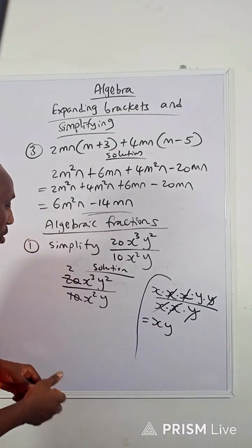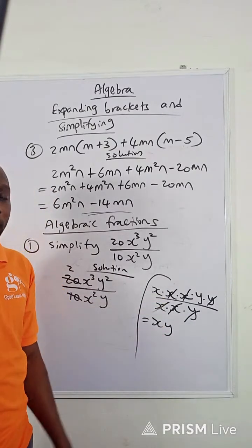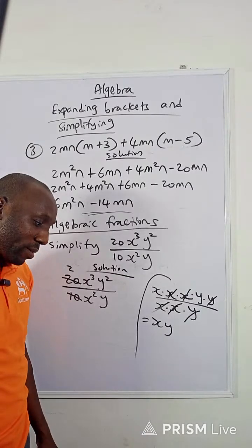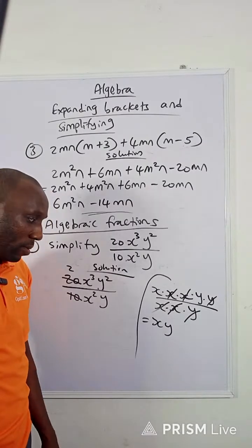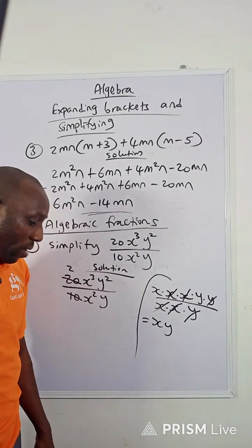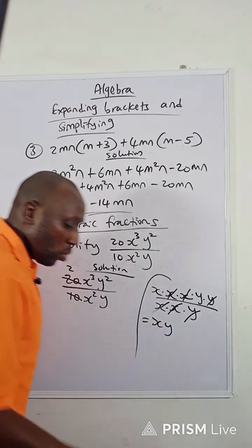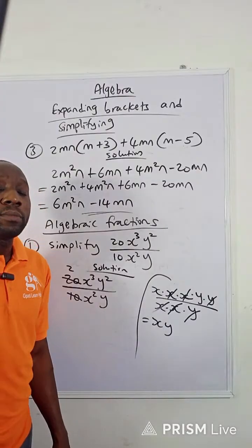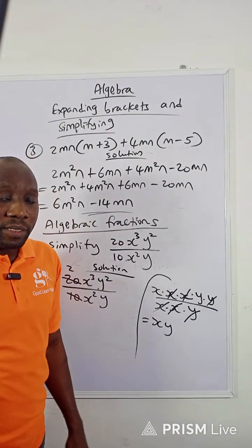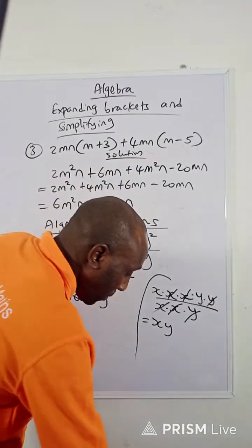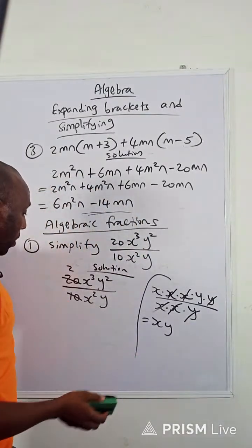So, of course, you can't be doing this every time. It's going to wear you out. It's going to make you get tired of algebraic fractions. All right, so what should you do when you have cases like this? You will use something called the division law of indices. The division law of indices. How does it work? Let me explain it.